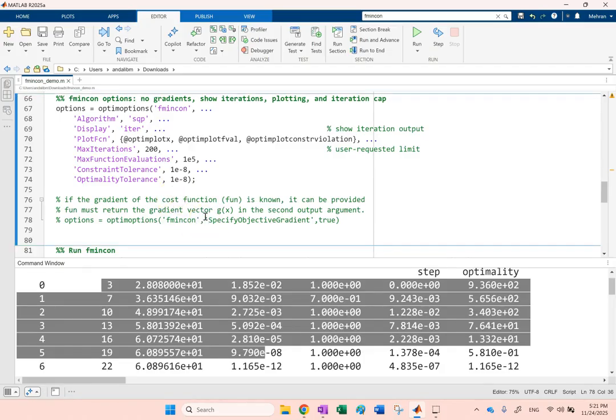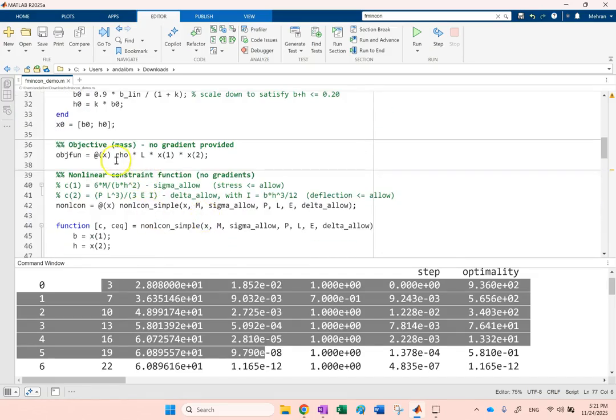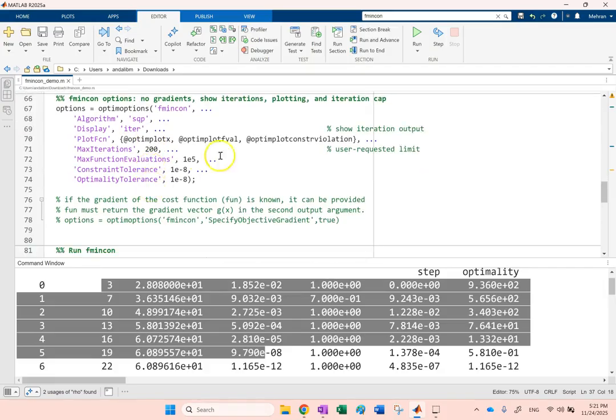Now, how do you provide that? If you do have the gradient, then this cost function fun not only must return the cost function, it should also provide the gradient as well for it. And the same thing for C and C inequality. You have to provide that. And then in the optimoptions, you say that, hey, specify objective gradient true.